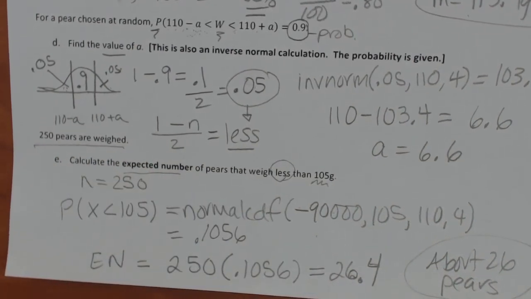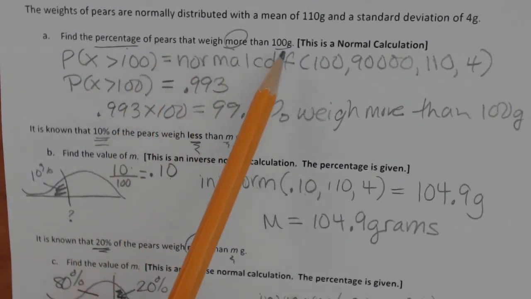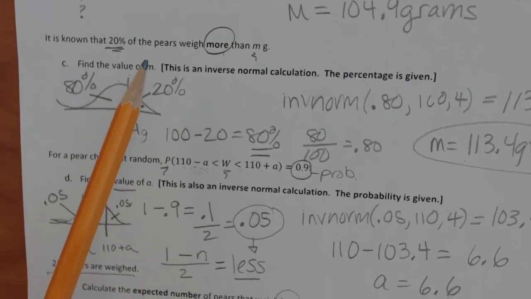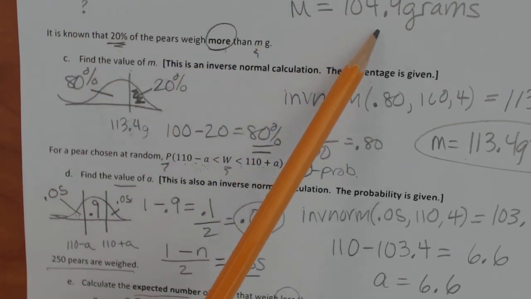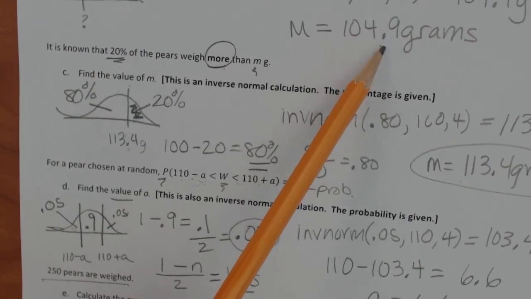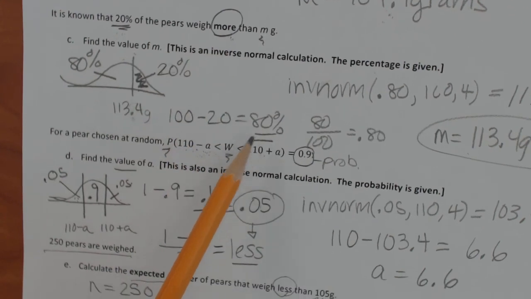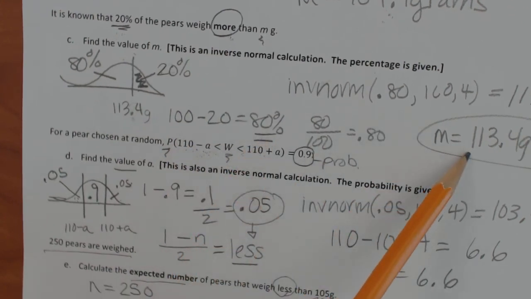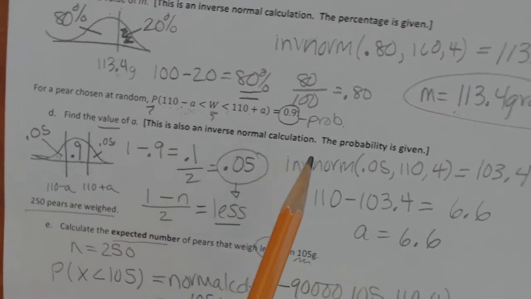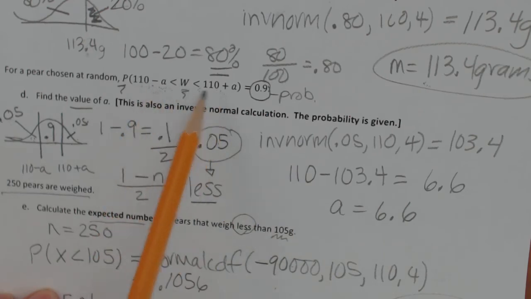So this is a pretty good review. We started out with doing a little normal calculations up here where we're given the value. We need to find the percent. Then we moved into inverse normal where we were given a percent less than. We found how many grams are less than. So 10% of the pears weigh 104.9 grams or less. Then we moved on to 20% more than where we had to find the less than. So we know that now 113.4 grams, 20% now weigh more than that. 80% weigh less.